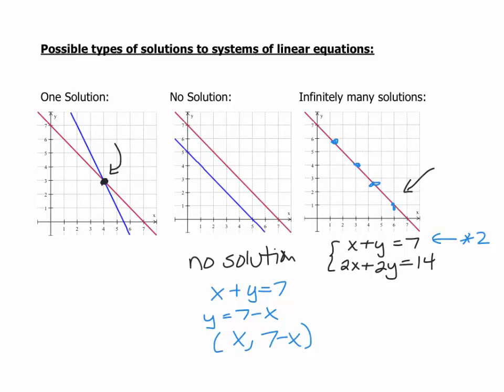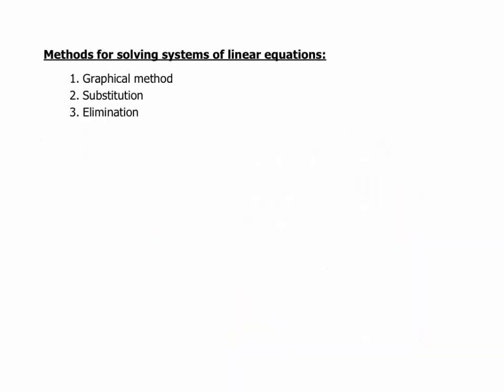I could also solve this for x. I'd have x equals 7 minus y, and so then my points would look like (7 minus y, y). So it's just 2 different ways of writing the solutions to the same system of equations. Now typically we're going to have 3 different methods for solving these things.